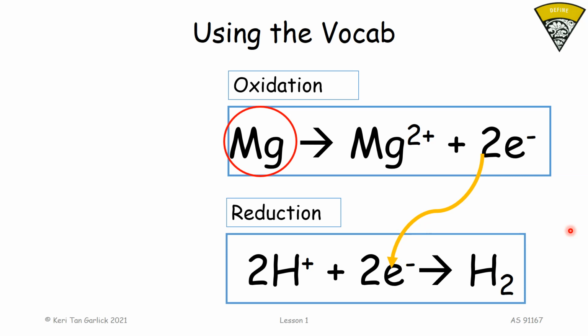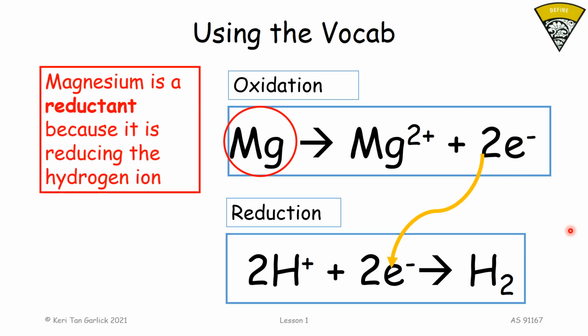So here's where the vocabulary gets a little bit difficult and weird. When I refer to magnesium, I refer to it as being a reductant, and the reason why is because it is reducing the hydrogen ion. This terminology is coming from whatever this reagent is doing to the other half of the equation. So that's why, even though this is an oxidation reaction, I refer to the magnesium as a reductant.